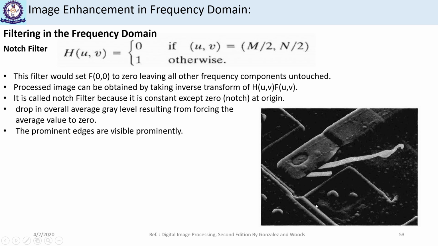That means lower frequency coefficients and high frequency coefficients are available in this. So we can observe in this image that the edges are clearly visible, because we know edges are represented by higher frequency coefficients in the frequency domain. So they are clearly visible in the output image.